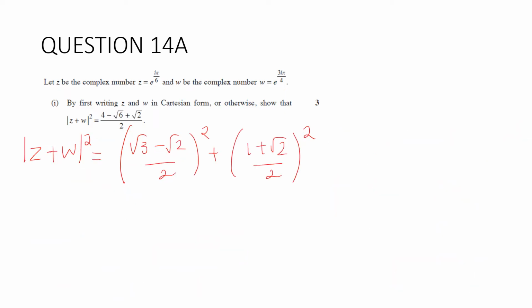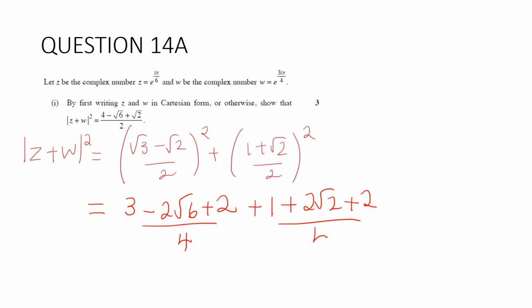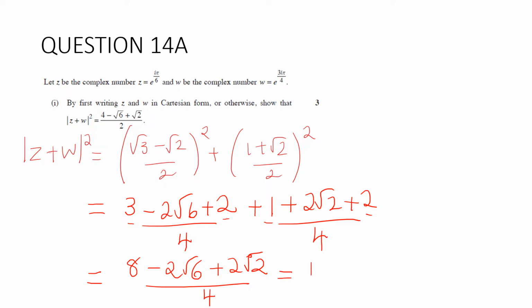which is equal to 3 minus 2 root 6 plus 2 all over 4 plus 1 plus 2 root 2 plus 2 all over 4, which is equal to 3 plus 1 is 4 plus 2 is 8 minus 2 root 6 plus 2 root 2 all over 4, and cancelling we are going to end up with 4 take away root 6 plus root 2 all over 2 as required.